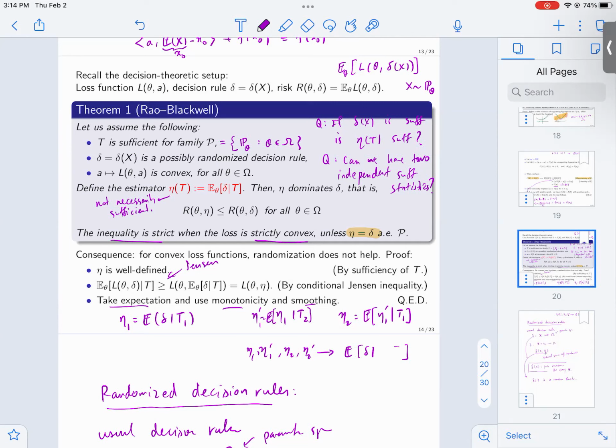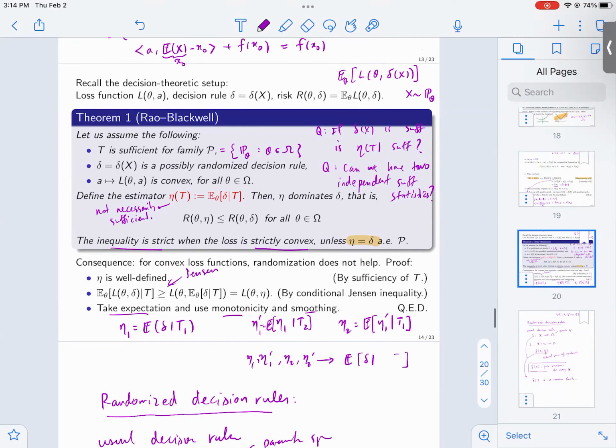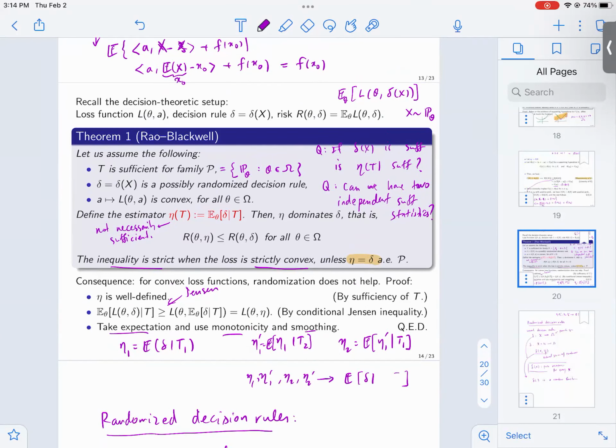And so what this is saying is that randomization is not going to help you. That's another consequence, because when I take this expectation, I average out over that external randomness as well. So this is going to be precisely a function of t, which is a function of x. So it's always a deterministic decision. So Rao-Blackwell also tells you that randomization does not help with convex loss.